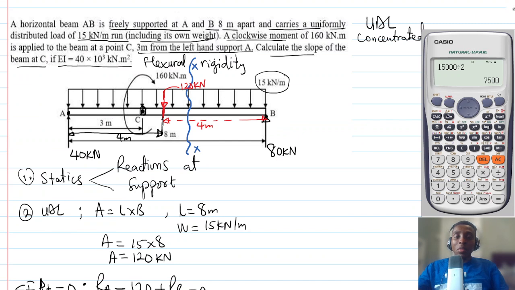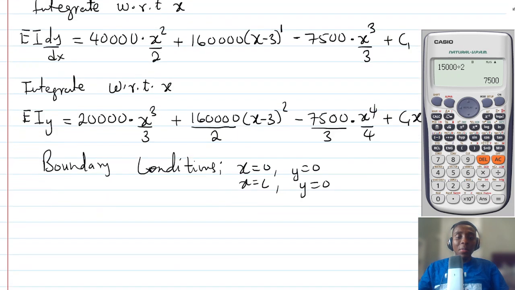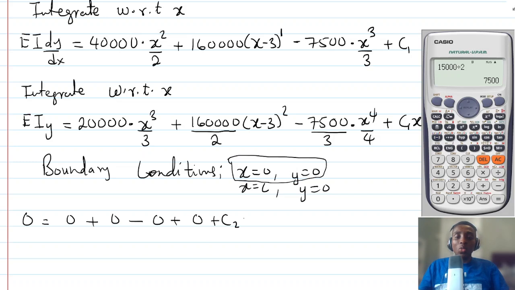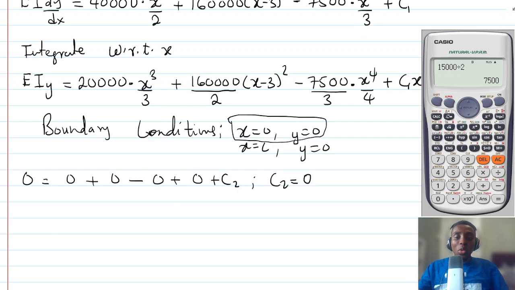Okay. So coming back to our question, if we put x equals 0, we expect y to also be 0, right? So 0 will be 0 plus 0 minus 0 plus 0 plus C2, which is telling us that C2 must be 0. Simple and straightforward. So C2 is 0. We are done with that aspect. Okay, good. Now let's come to this part, which is saying that we should calculate C1.